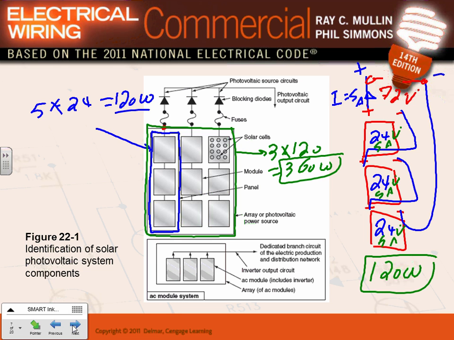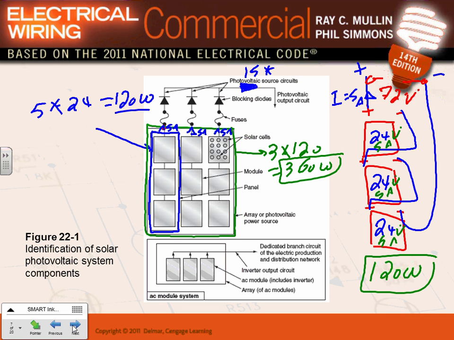So now remember, guys, there's 5 amps coming out of each one of these. So I have 5 amps here, and I have 5 amps here. So what do you guys think right in here? How many amps are you going to have? They're all in parallel. 15, right? You're going to have 15 amps.